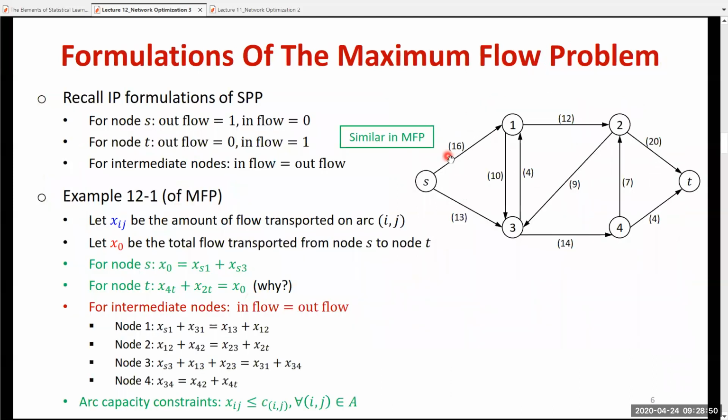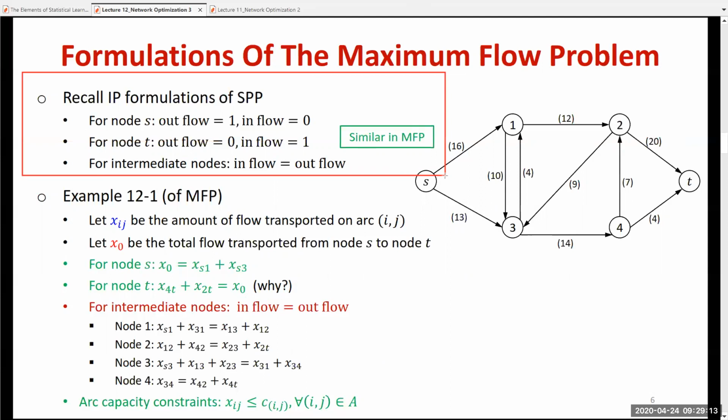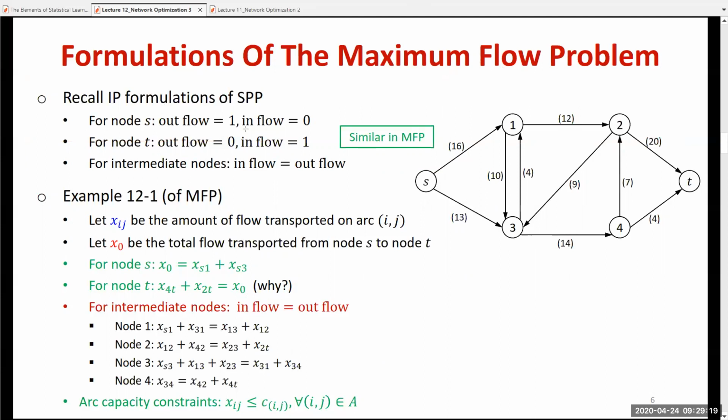We've mentioned so many applications and definitions about the maximum flow problem. Let's see how we can build an accurate mathematical model here. First of all, this is pretty similar to the shortest path problem, SPP. So here is a recall of SPP. Remember in SPP, what did we do? For node S, we have outflow equal to 1 and inflow equal to 0. For node T, we have outflow equal to 0 and inflow equal to 1. And for intermediate nodes, we have inflow equal to outflow.